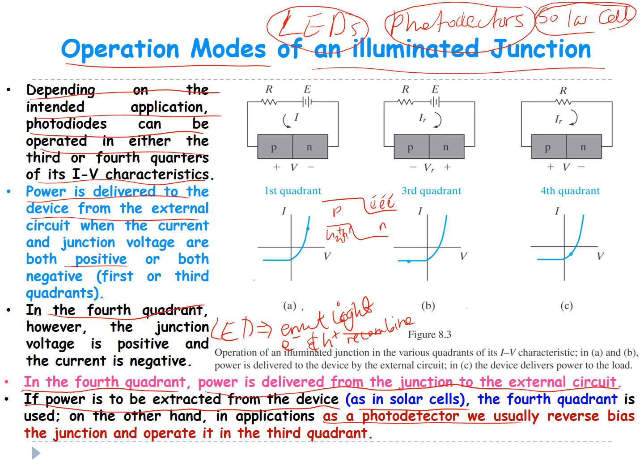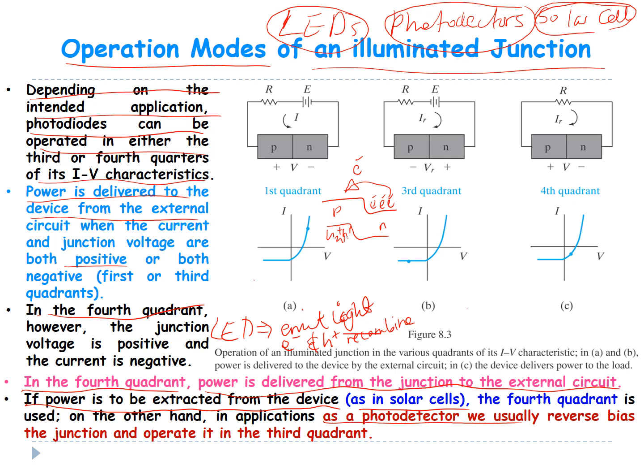So for you to have electron and hole pair recombination, it means that these electrons and these holes should meet somewhere, or in other words, you should inject minority carriers into the P. So you inject electrons into the P side, and electrons are minority carriers in the P side, so they will quickly recombine with the vast majority of holes in the P side, and emit light.